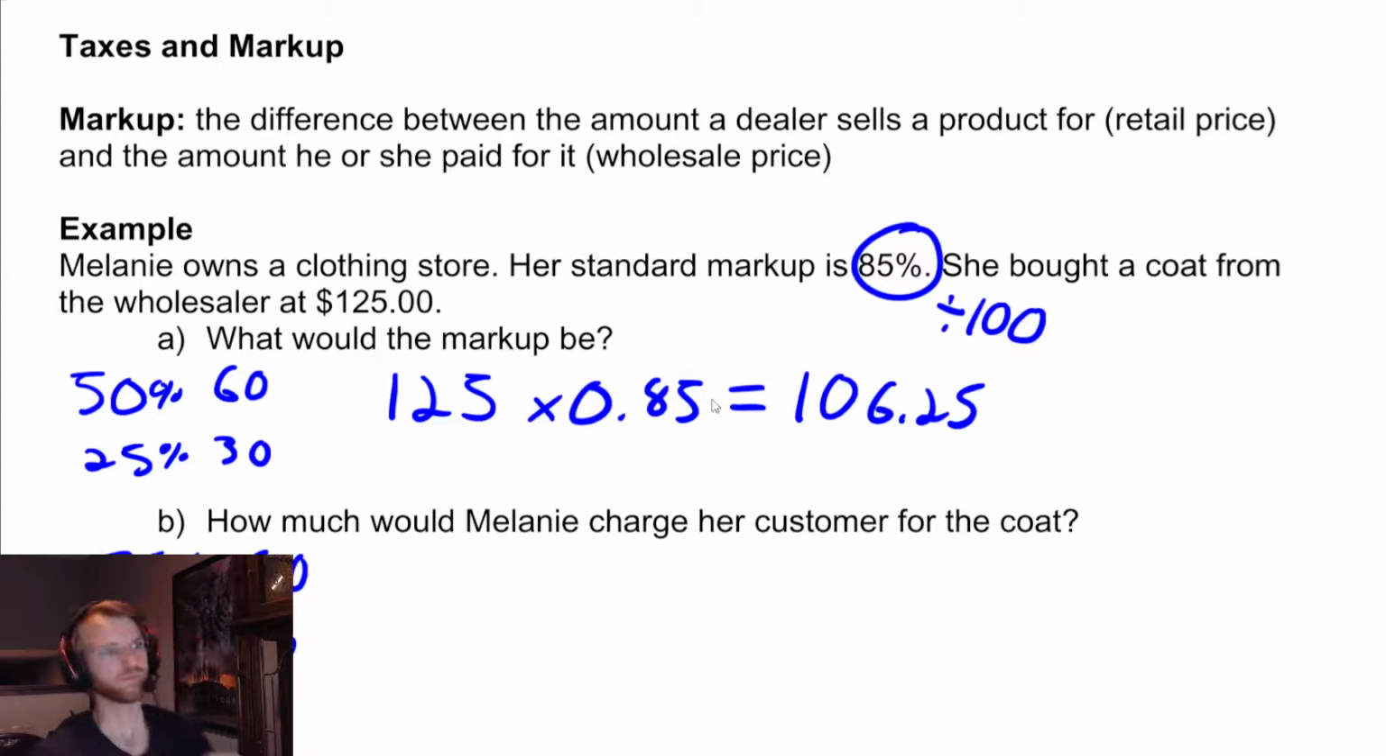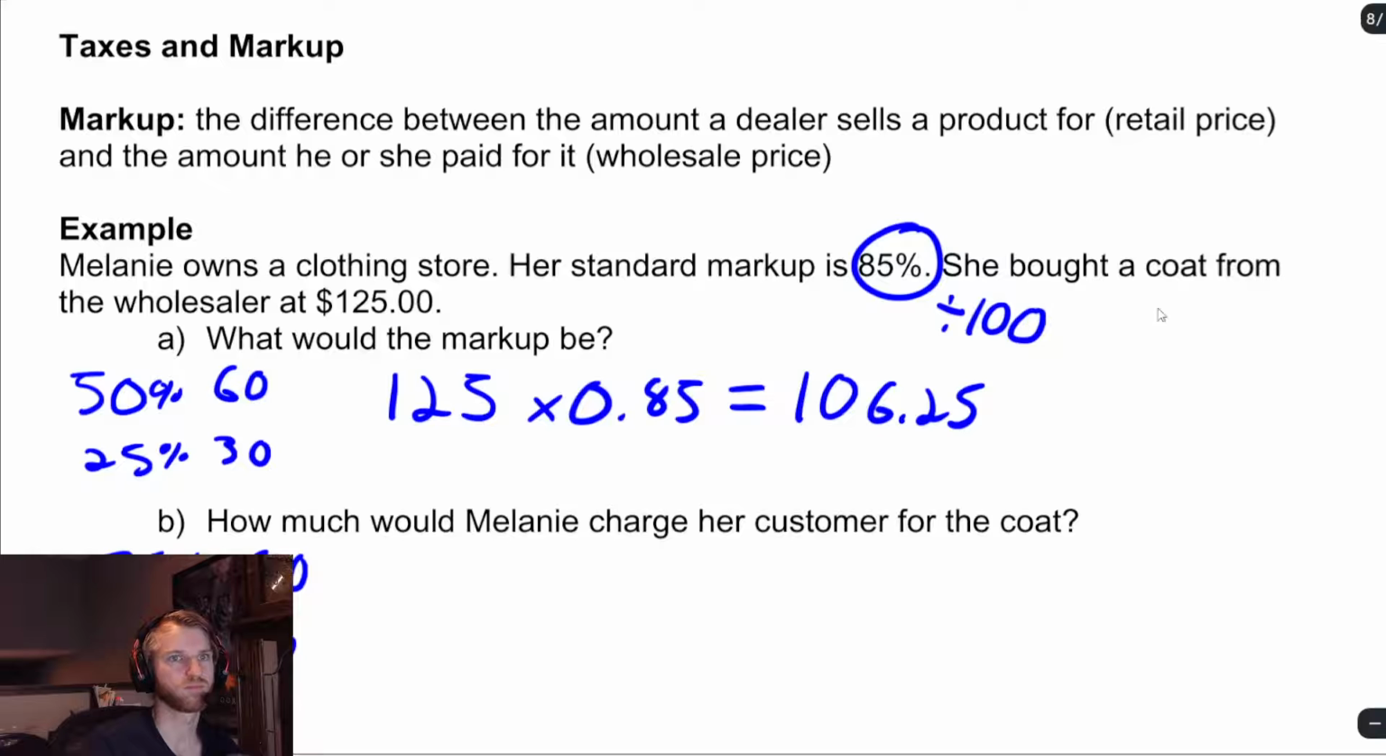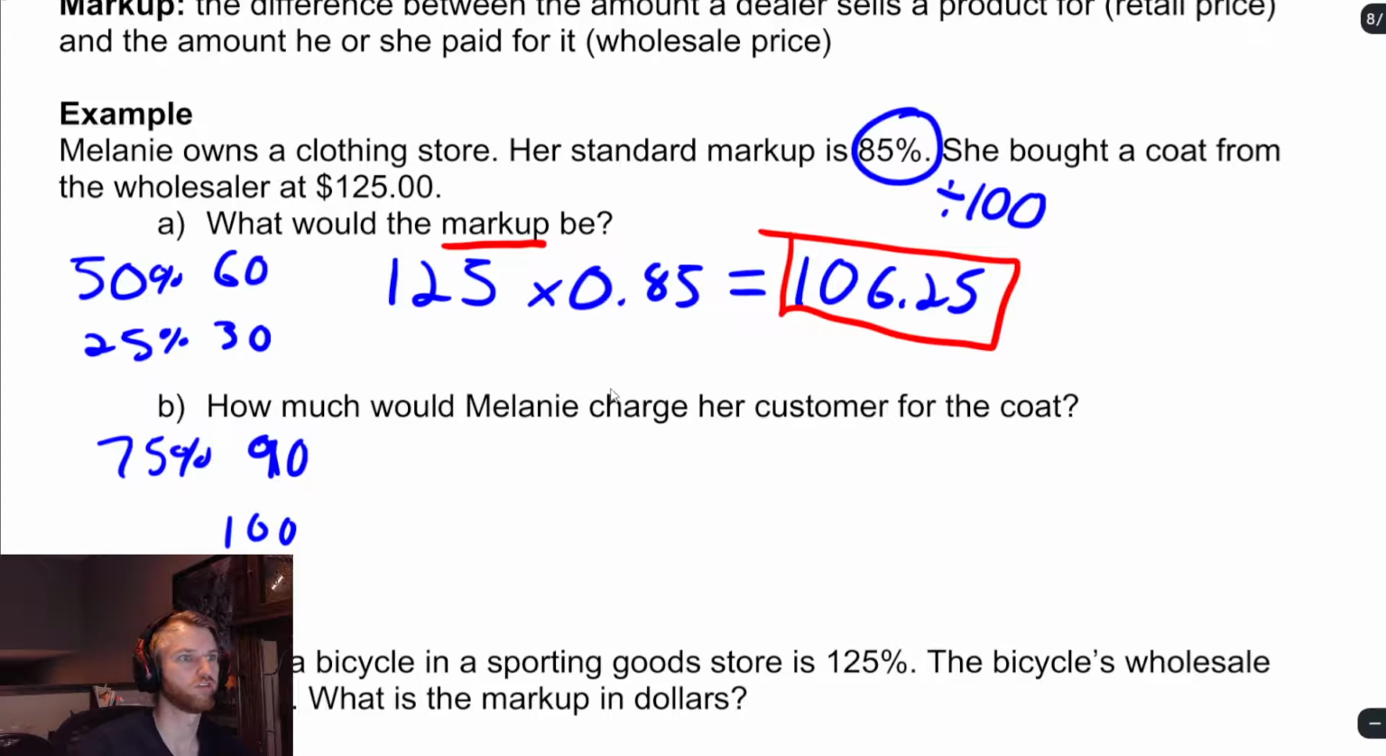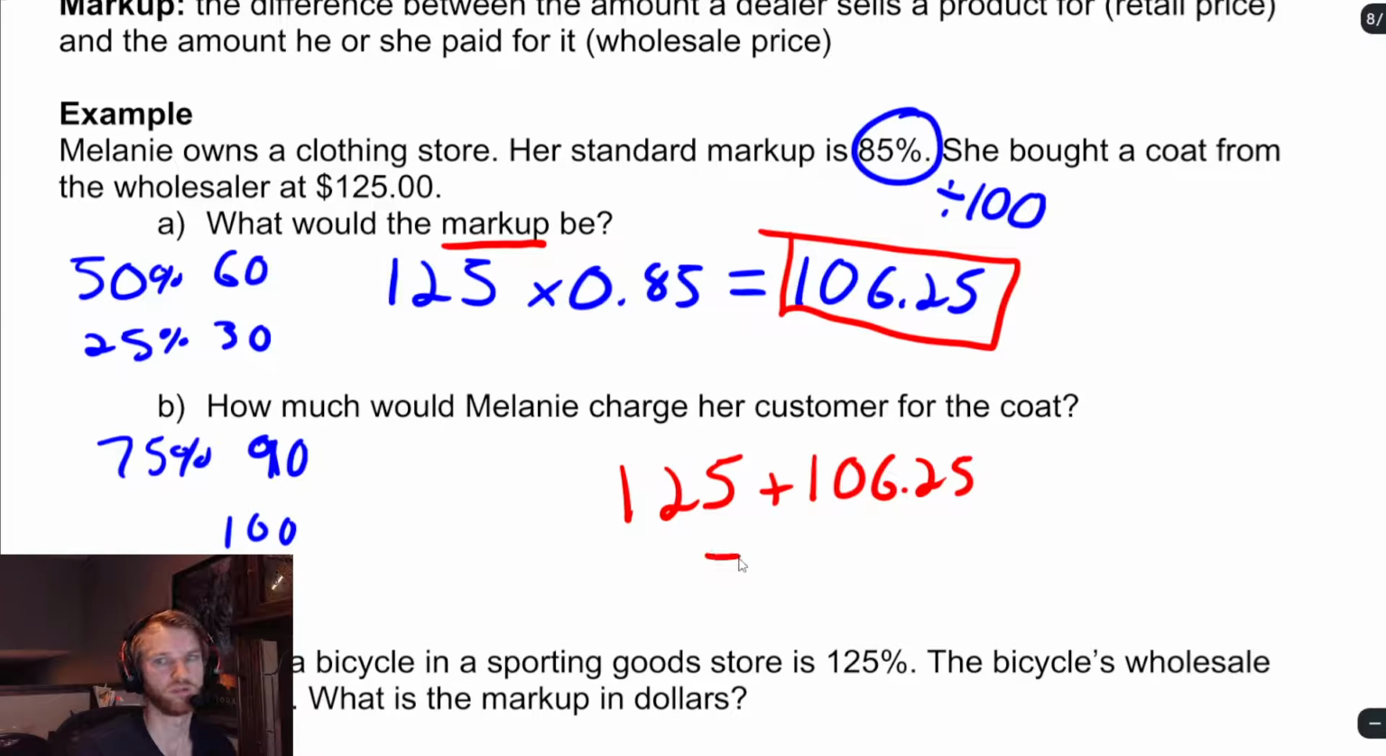So this is her markup. Okay, it's not what she's charging. This is how much extra she's charging. So when it says now, how much would Melanie charge customers for the coat? She's going to charge them what she paid. She paid $125, and she's also going to charge an extra 85%, which we just said was $106.25. So then she's charging the customer $231.25 total. Okay.